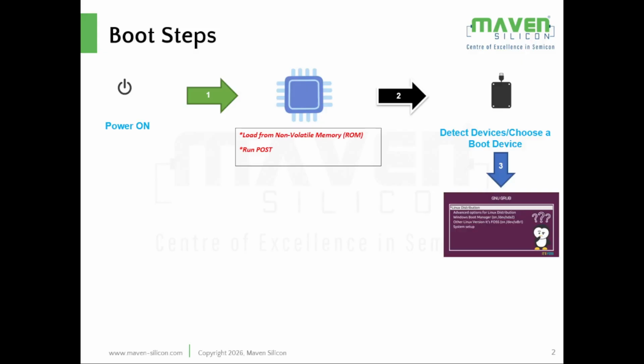Next step is the bootloader stage, that is GRUB. After firmware hands over the control, the bootloader takes over. In most Linux distributions, this bootloader is GRUB, that is Grand Unified Bootloader. GRUB loads the Linux kernel into the memory and may present a menu where users can choose between multiple kernels or operating systems if the user is using dual boot. It also passes important kernel parameters like debugging options or boot modes.